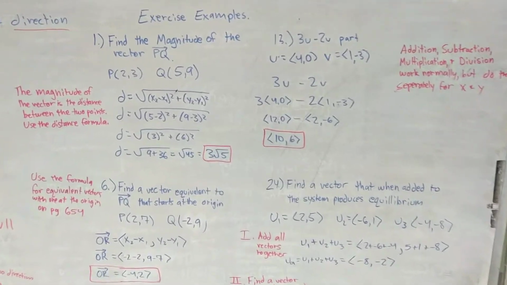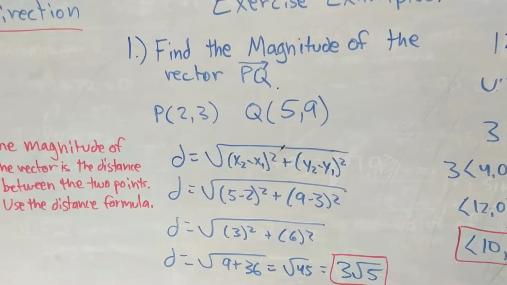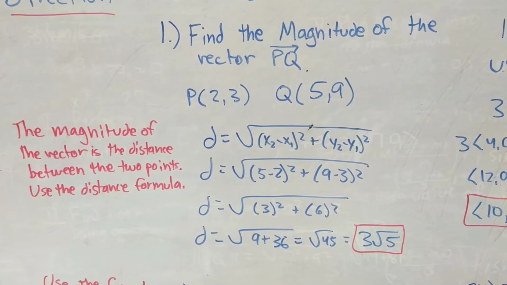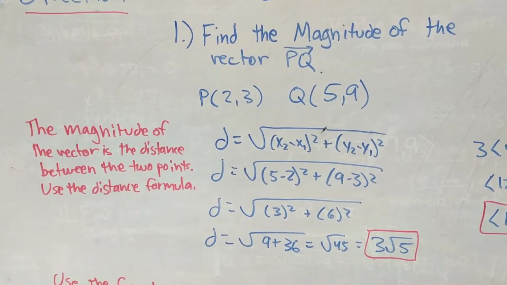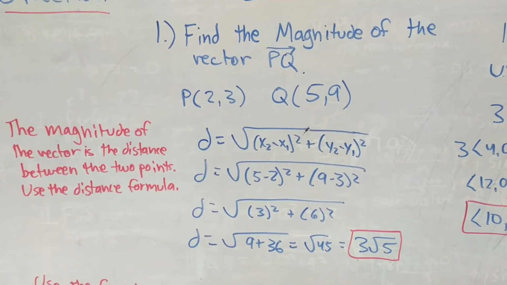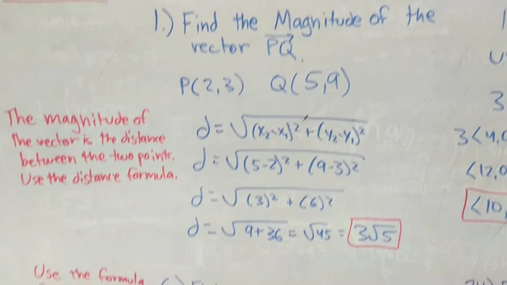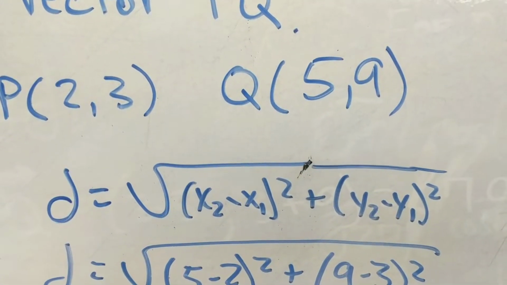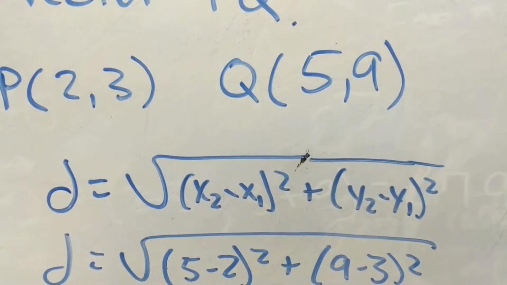Super easy. So, when we're finding the magnitude of a vector given 2 points, what it's essentially asking us to do is find the length or the distance. So let's just plug our distance formula in there. Boom, boom, boom, boom. Get our answer. Okay? The distance formula is right here on top. d is equal to the square root of (x2 minus x1) squared plus (y2 minus y1) squared.